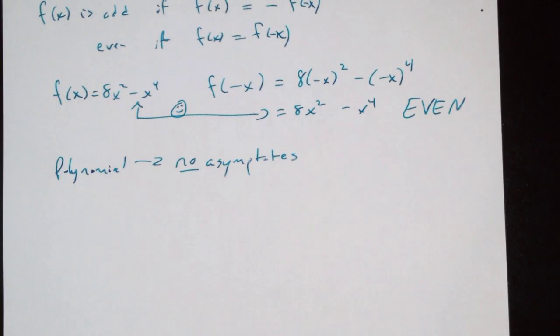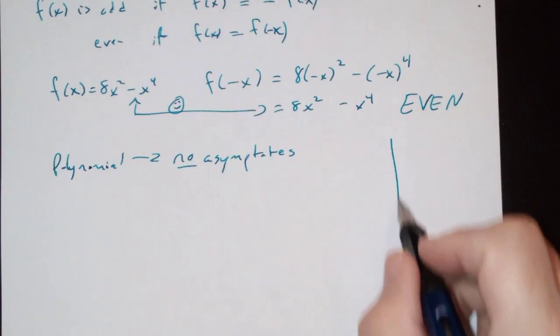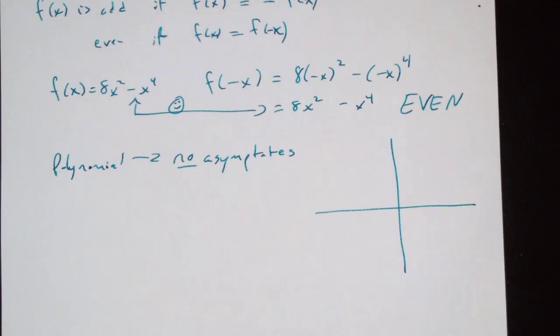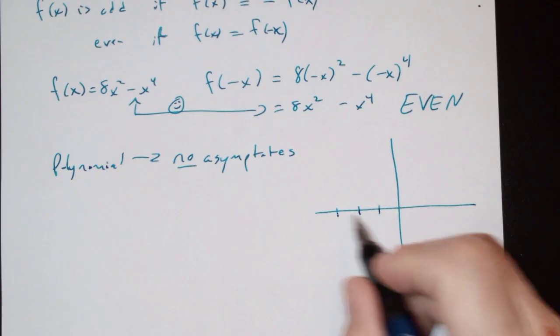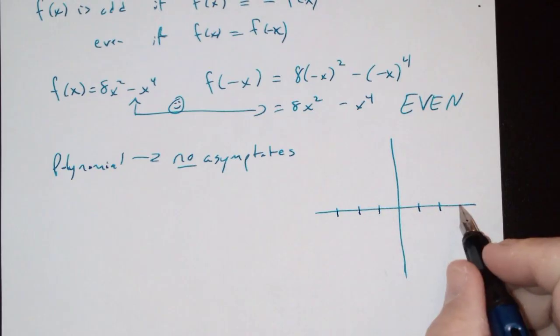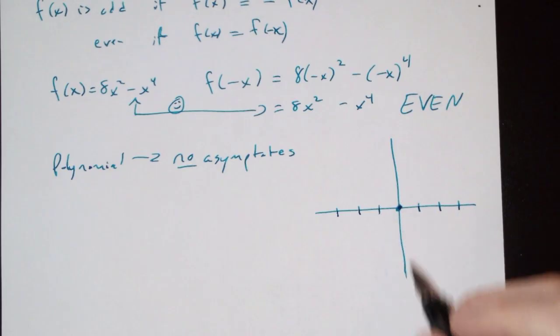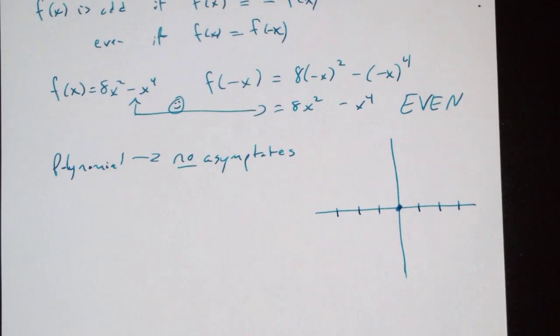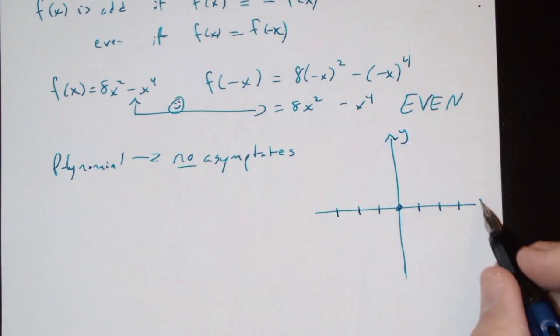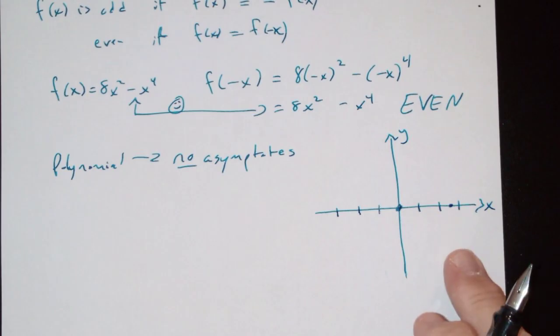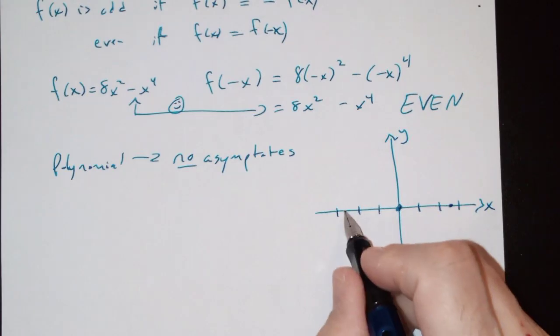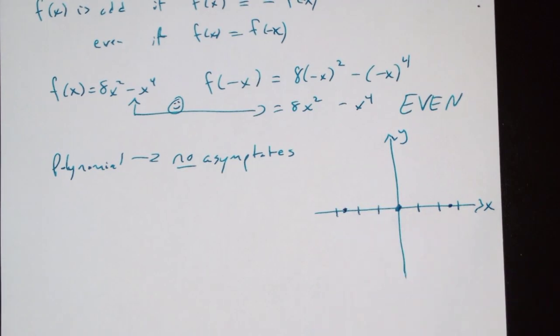Right now, if I were to make any sort of graph, I would know three things. I have a point here at 0, 0. I have a point here where x is the square root of 8. And I have a point here where x is negative square root of 8. That's all I've learned so far.